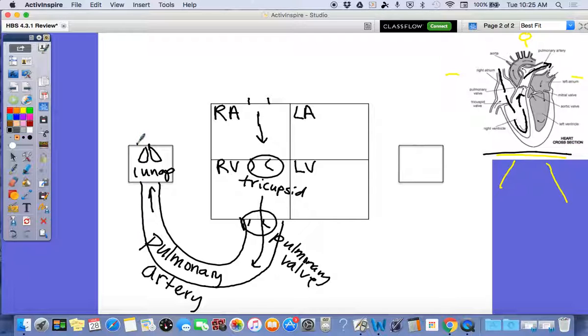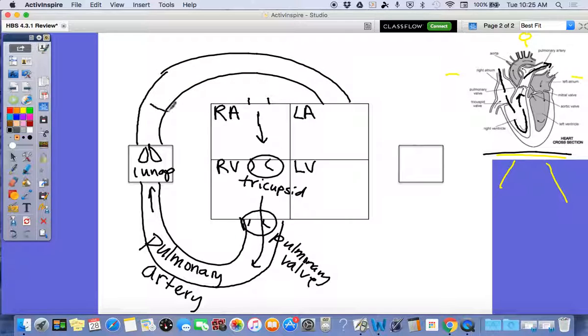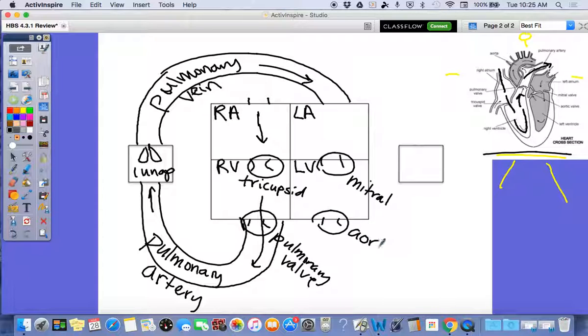Once it gets through the lungs, it picks up some oxygen, and it travels back to the heart via the pulmonary vein. Veins are what bring the blood back to the heart. It enters the left atrium, passes through the mitral valve into the left ventricle, and exits the left ventricle via the aortic valve into the aorta, where it is transported to the body.